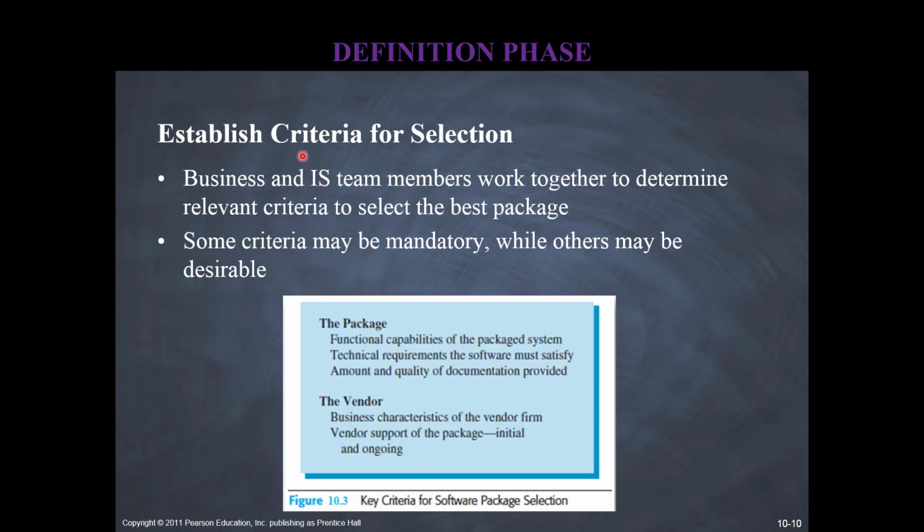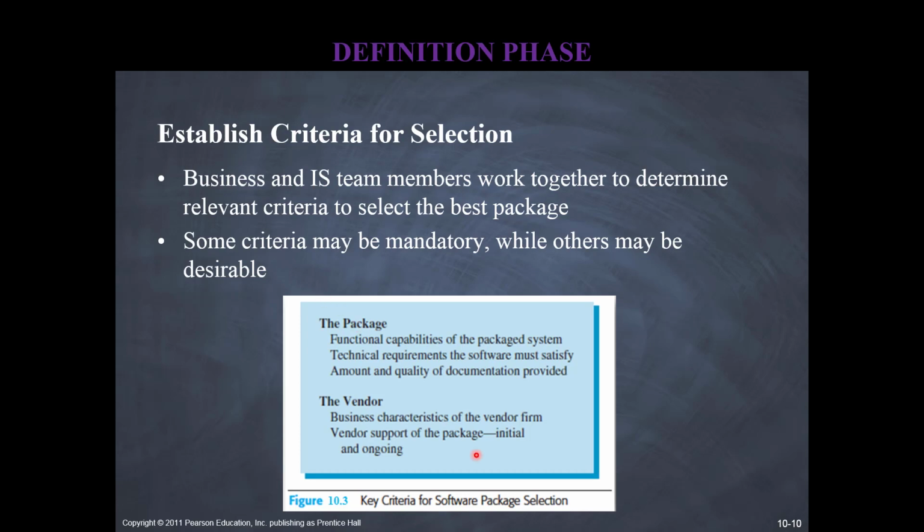Then you can establish criteria for selection. Business and IT team members or IS team members, they need to work together to determine those selection criteria, both from a technical standpoint and also from a business standpoint. Because there's no such thing as an ideal package, there's no such thing as a package that meets all of your requirements. So to loosen up those selection criteria a little bit, you may want to decide as a team which selection criteria are mandatory and which are optional.